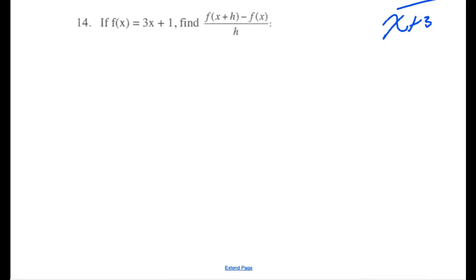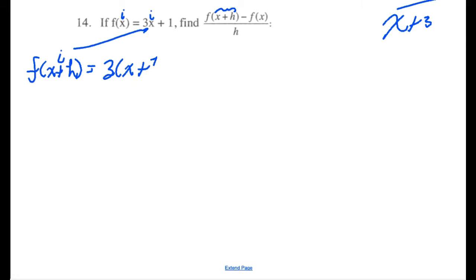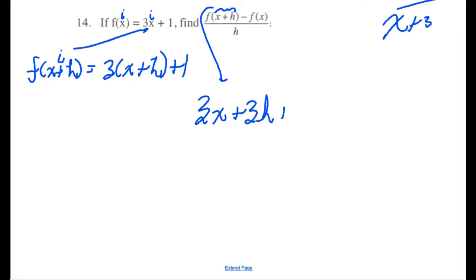Next one, number 14, function composition. I've got f of x, and it tells me the function on the input triples the input and adds 1. I need to put this in. So the first thing I need to do is figure out what's f of x plus h, right? This is my input. It's going to go in right there. So I do 3 times x plus h plus 1, which is 3x plus 3h plus 1. So let's write that over here. That's going to be 3x plus 3h plus 1.